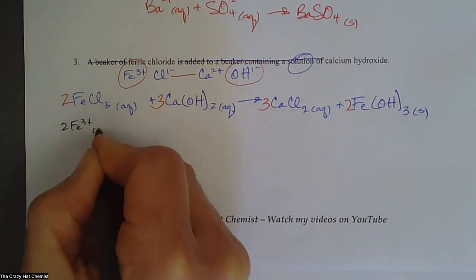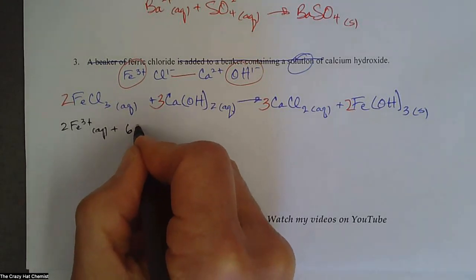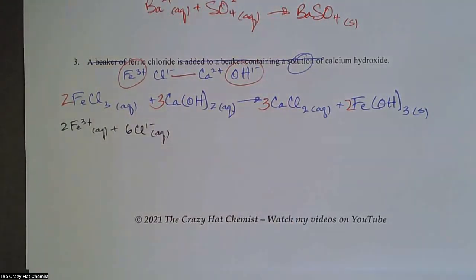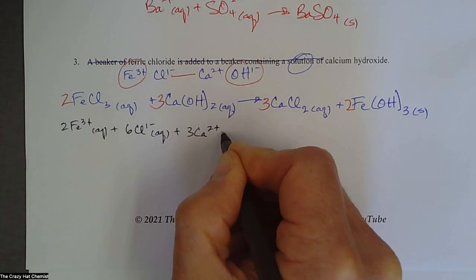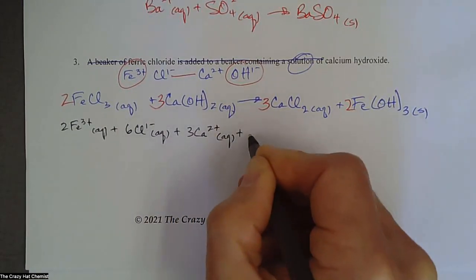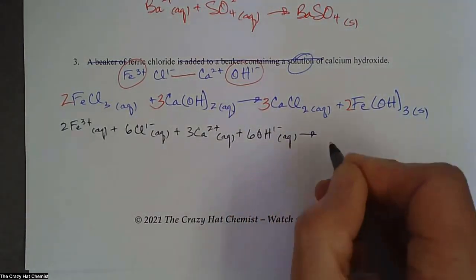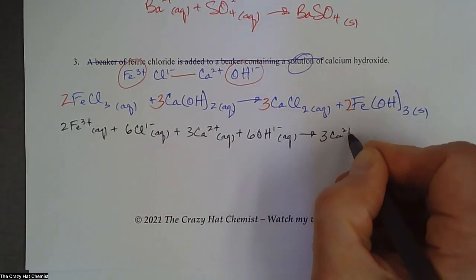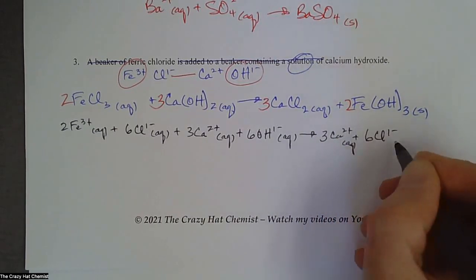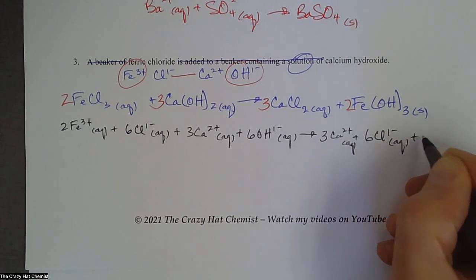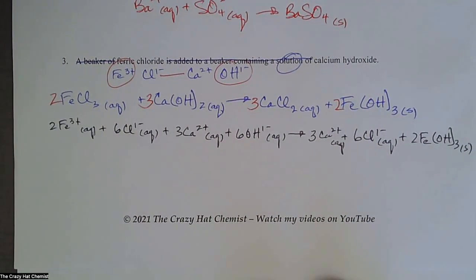2Fe3+, that's aqueous, plus 6Cl1- aqueous, plus 3Ca2+ aqueous, plus 6OH1- aqueous yields 3Ca2+ aqueous plus 6Cl1- aqueous and plus 2Fe(OH)3 solid. We're barely making it on the paper there.